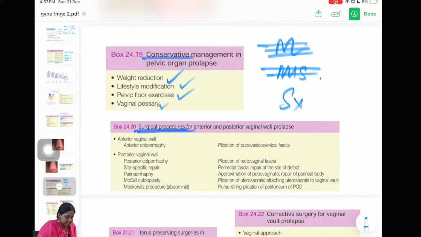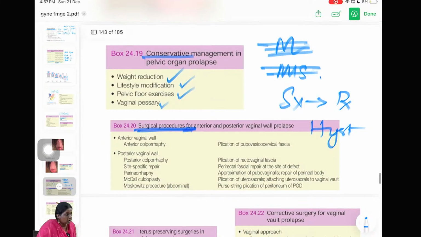Surgical procedure, the concept is you have to correct the part which is defective. Most of the time people understand that for prolapse it is hysterectomy. No, hysterectomy is not the treatment. Why has prolapse happened? Because of the defect in the support. Only because of that the uterus has come out. If you just remove the uterus, the support is not going to be corrected. So the correction has to be done according to the site of the problem.